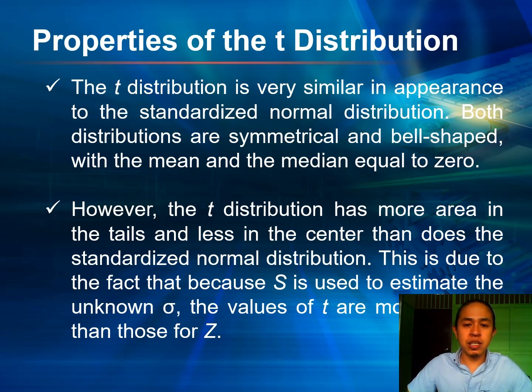So the T distribution is very similar in appearance to the standardized normal distribution. Both distributions are symmetrical and bell-shaped, with the mean and the median equal to 0. However, the T distribution has more area in the tails and less in the center than does the standard normal distribution. This is due to the fact that because the sample standard deviation is used to estimate the unknown population standard deviation, the values of T are more variable than those for Z.